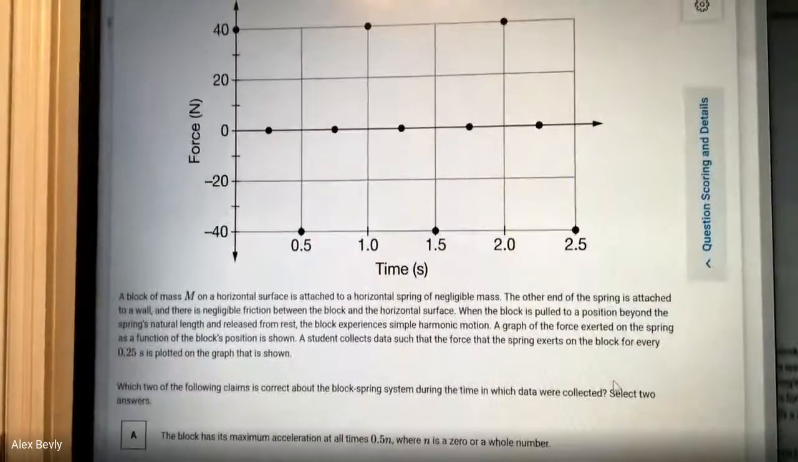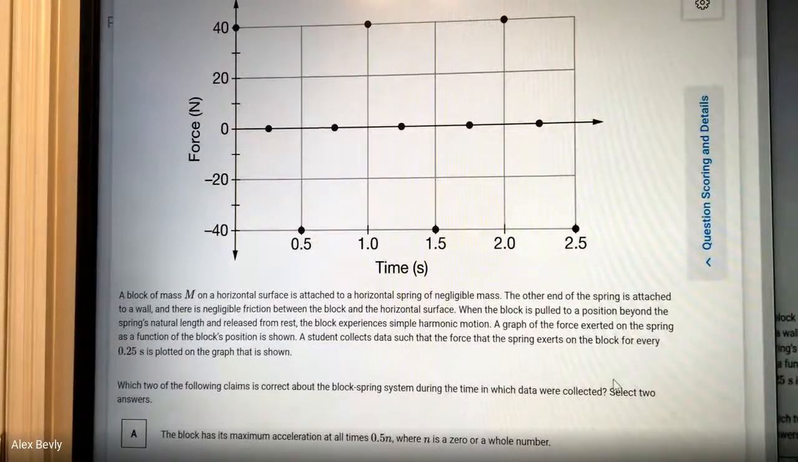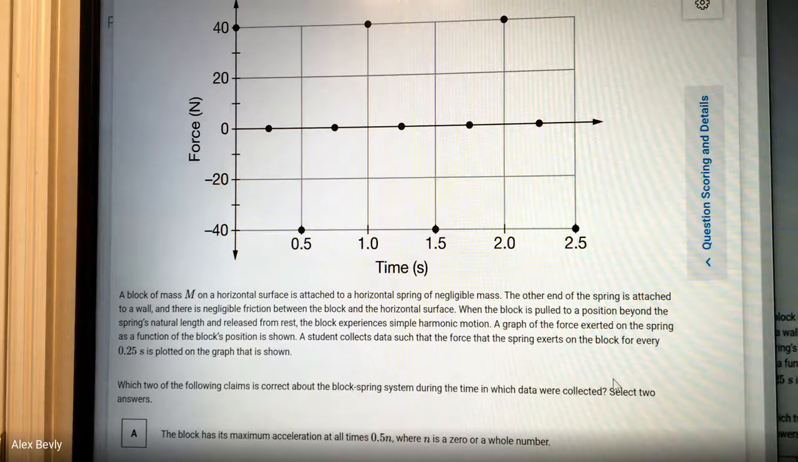Yeah, this is a good one. All right, so we have this graph right here. A block of mass capital M on a horizontal surface is attached to a horizontal spring of negligible mass. The other end of the spring is attached to a wall, and there is negligible friction between the block and the horizontal surface. When the block is pulled to a position beyond the spring's natural length and released from rest, the block experiences simple harmonic motion. A graph of the force exerted on the spring as a function of the block's position is shown.